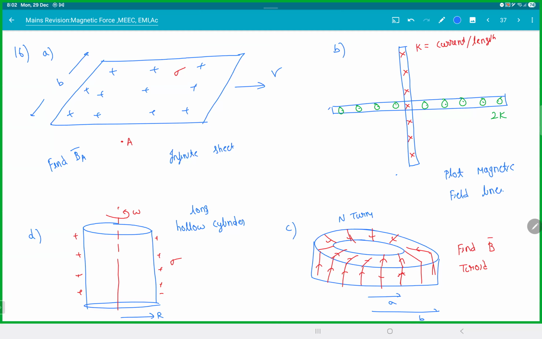Do you guys remember the formula for an infinite sheet? First, you should know that formula. Mu naught K by 2, where K is the current per unit width. If you don't know that formula, you can't go ahead. The magnetic field due to an infinite current sheet is mu naught K by 2.